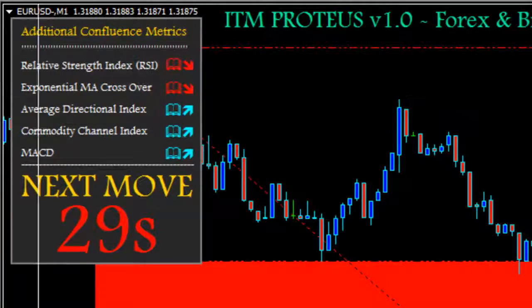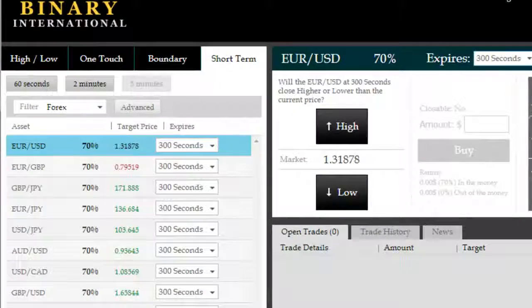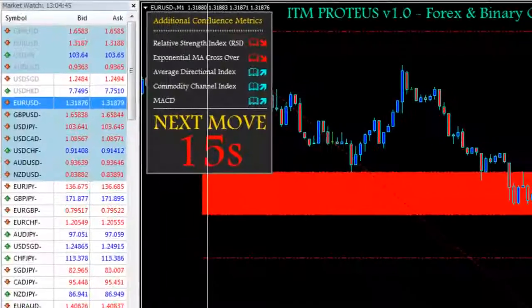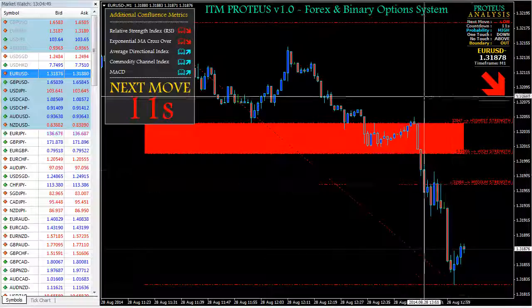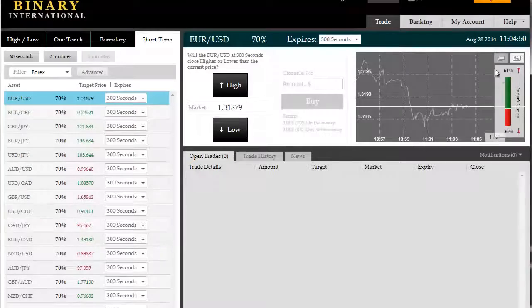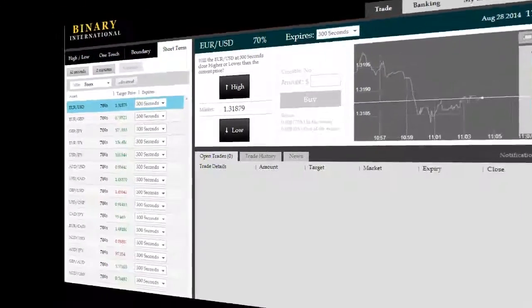What that means is if at the moment Proteus says high probability associated with a short move, but 3 of the 5 additional confluence metrics are not supporting that as they are long, we will not be taking the trade.